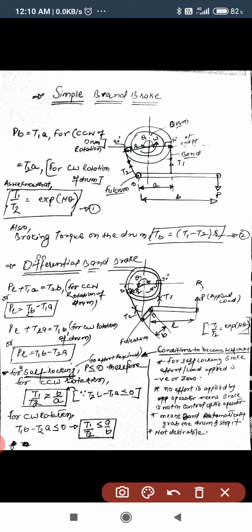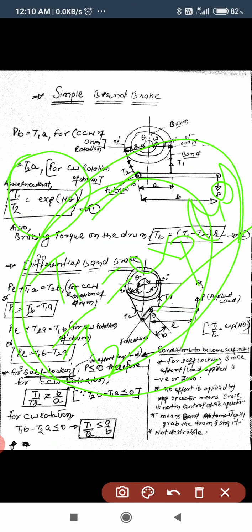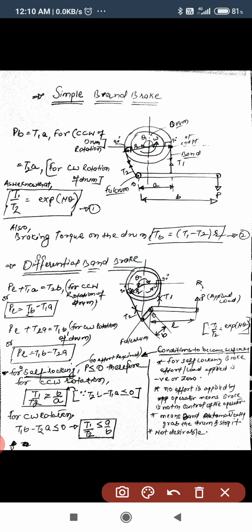So this is one formula that you must know. Directly remember this formula, the exponential of mu theta. T1 is the tension, and this ratio of tensions is e to the power mu theta. Theta is the contact angle, as I told you.